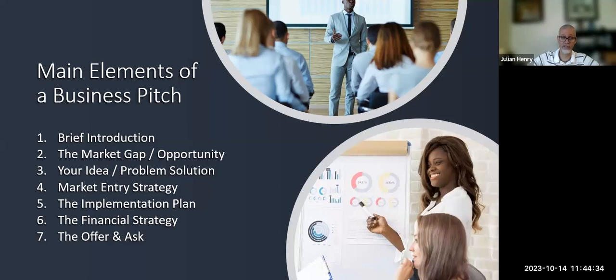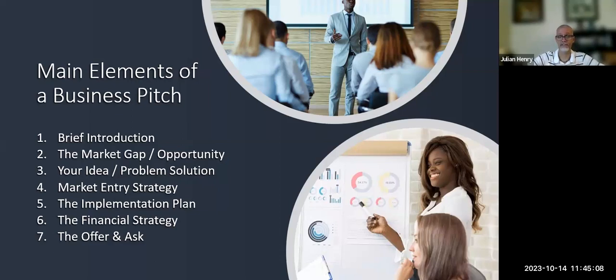Section 5, if you see the bullet point 5, that's the implementation plan. That's basically your key activities and your key resources. Your key activities and your key resources, as well as your partnerships, constitute your implementation plan, your description of that. What are those things? What are the critical activities that you need to do? And what resources drive those activities?